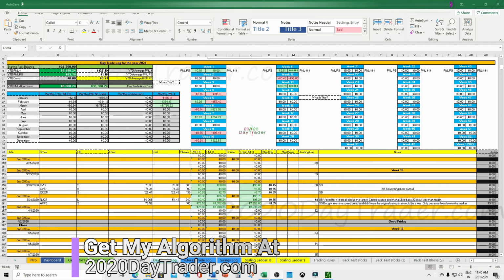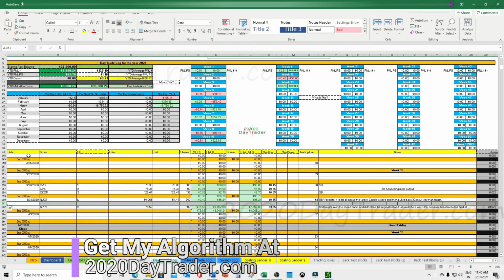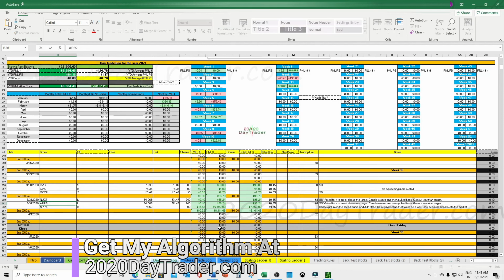So over here on 261, right click, and then insert, and then hold down control, push D, and then it automatically comes in, and then I just change this. APPS. And the reason why I use Control D is so all the formulas copy over. And short. And then our entry was 79.52. And then our first exit on APPS was 79.42. We had 100 shares, but I took out 50.